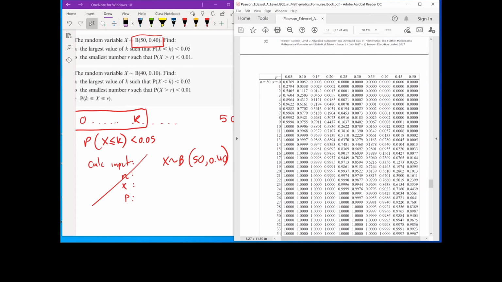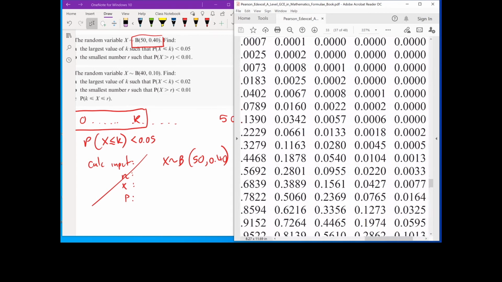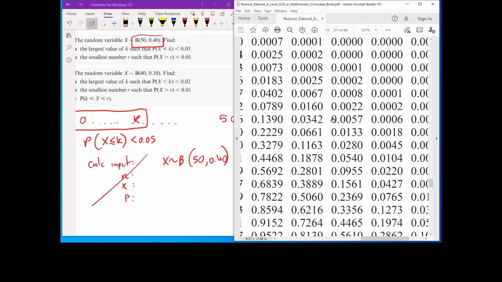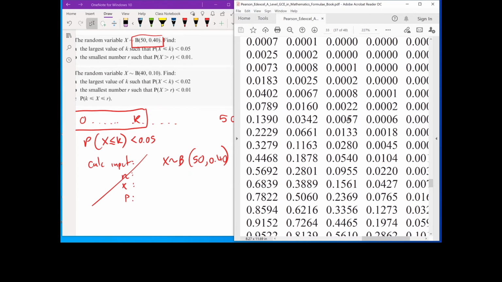Let's try and find the number closest to 0.05 first. So I'll go down my table, and I'm looking for where it's 0.05. Can you see here? 0.0, you can't? You can? Oh, brilliant. Someone's got really good eyesight. So I'm looking at this bit here. Okay. 0.057. Is that more? Is that less than 0.05?